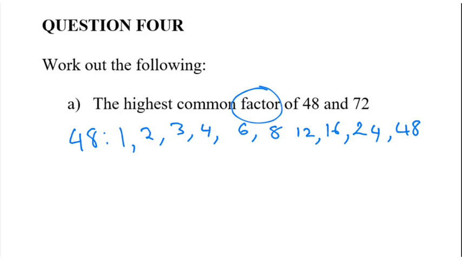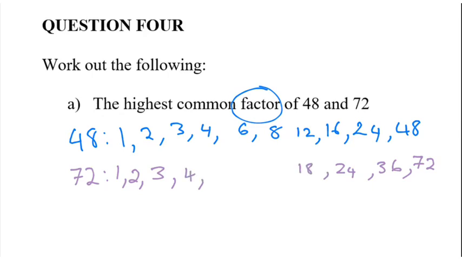Now I want to do a list of factors for 72. So 1 times 72, and I can do 2 times 36. I could do 3 times 24. I can do 4 times 18. I can't do 5. I can do 6 times 12. And I can't do 7, but I can do 8 times 9. So there's a list of all my factors.